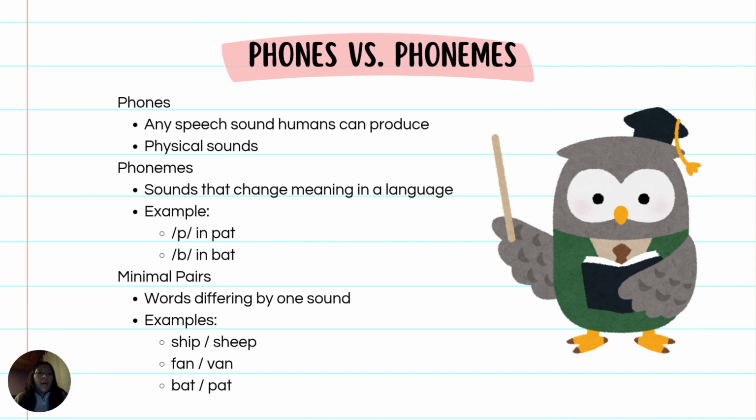So in minimal pairs, the words differ by one sound. For example, the sheep and the ship, the fan and the ban, and the bat and the pat. It's a little different in these words. So this is very important.